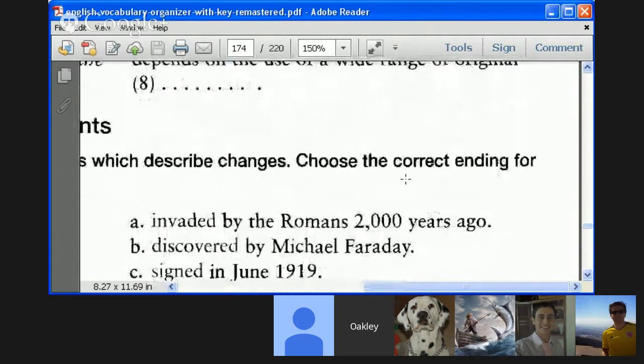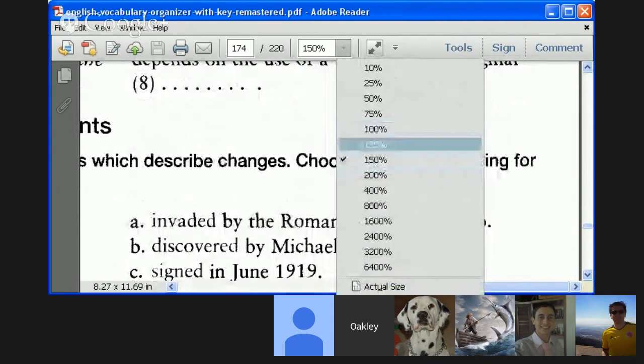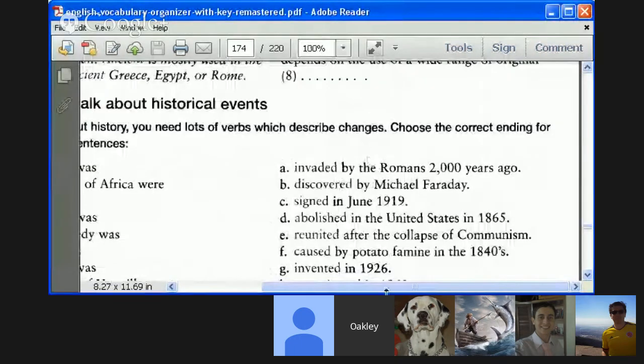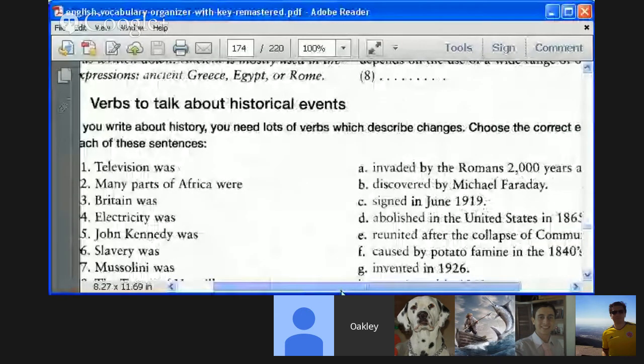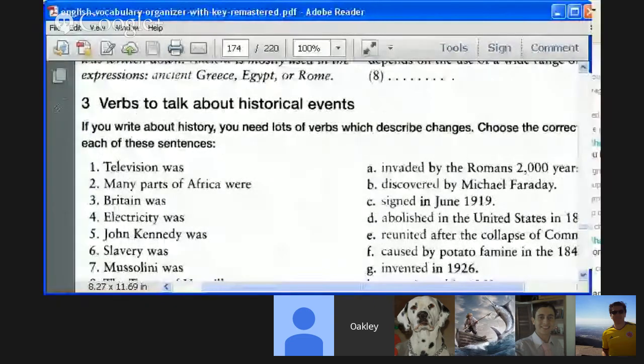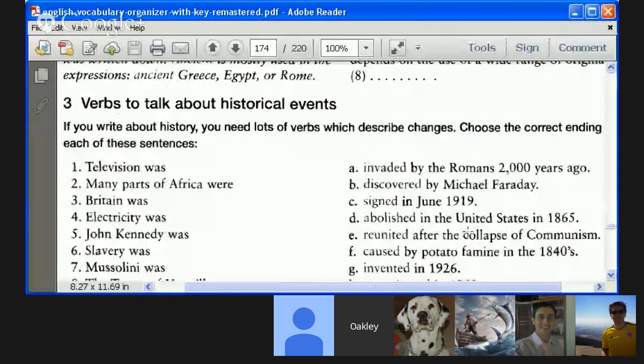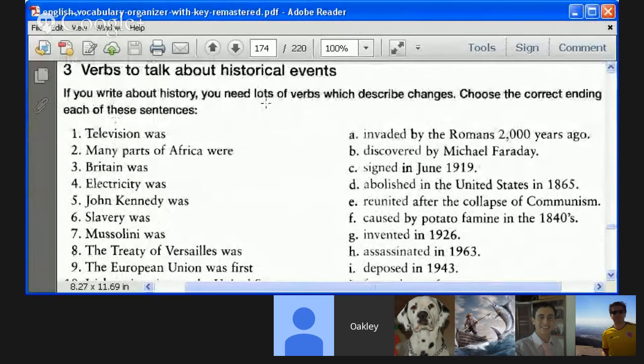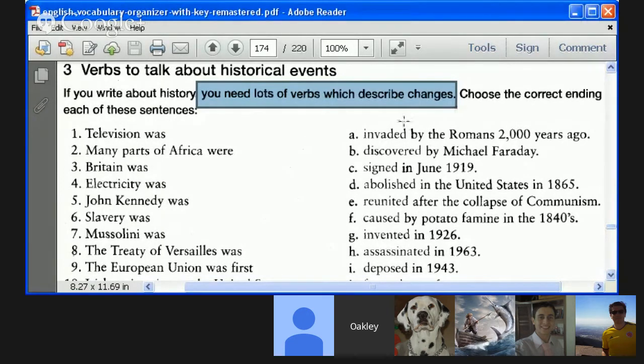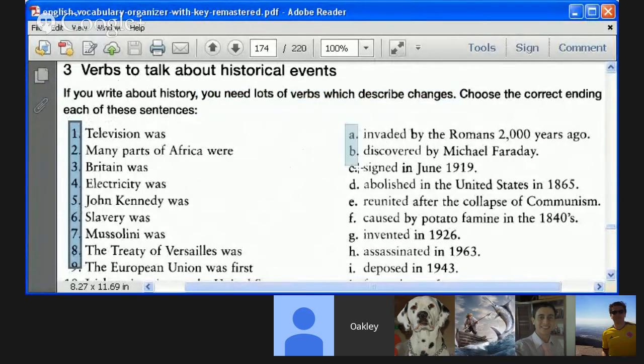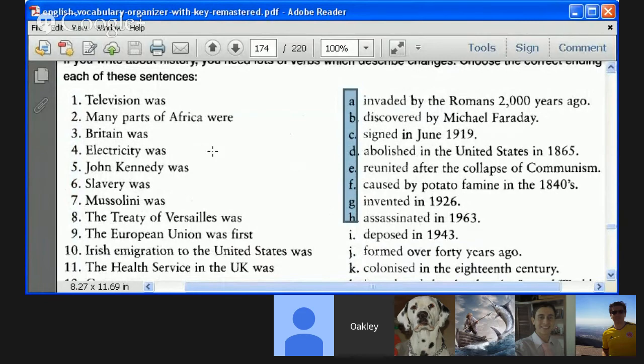Okay. Let's learn some history. Hang on here. We're going to attempt to learn a little bit of history. We're going to talk about historical events. Talking about historical events, this is absolutely true. You need lots of verbs which describe changes because changes are history. So we're going to try to look at that by choosing the correct ending, a little mix and match exercise. Mix 1, 2, 3, 4, 5 with A, B, C, D, E. All right, let's give this a shot.